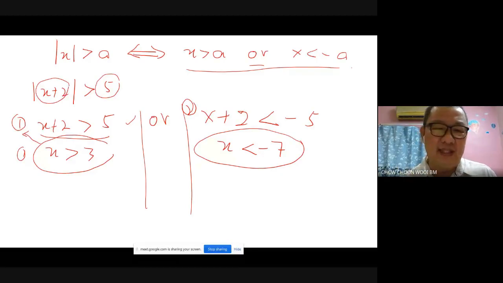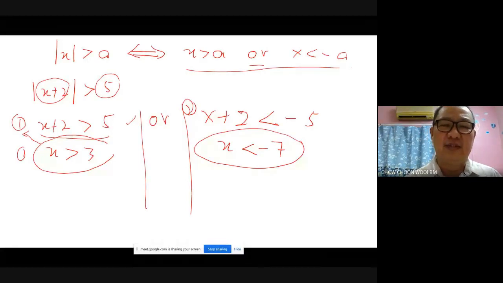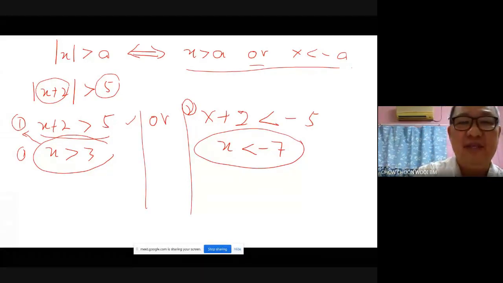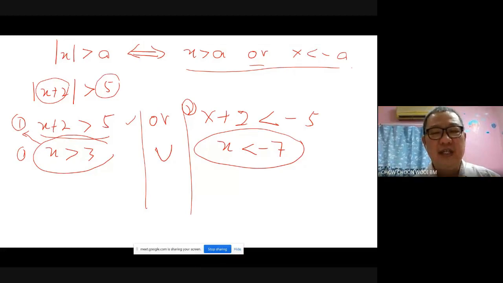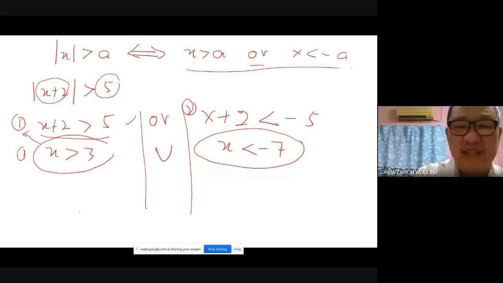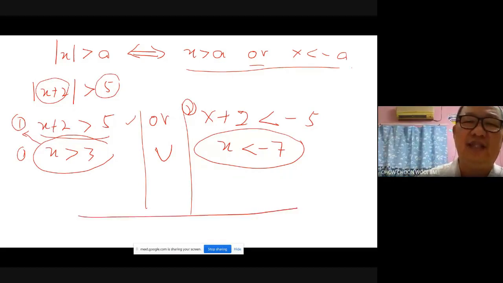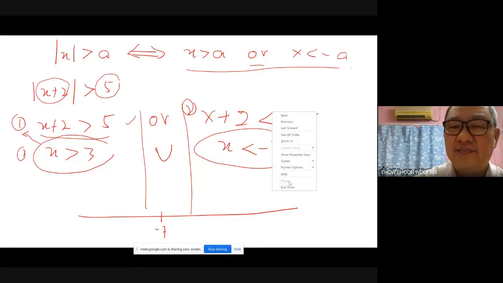Jawapan saya ada dua. Di sini kita back to chapter 1. We need to merge these two sets of solutions. We need to merge it by using the skill of number line. So negative 7. Dia susah sikit lah bila saya lukis dengan mouse.